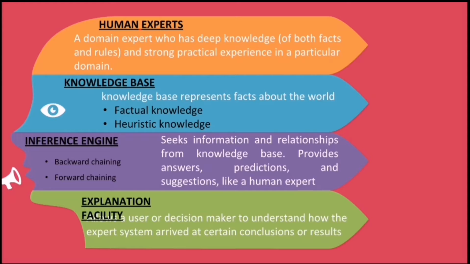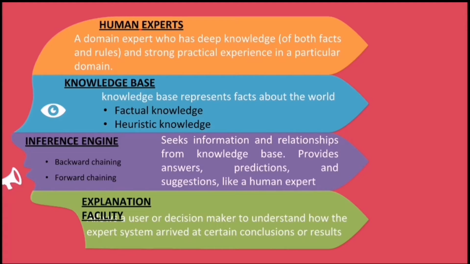So, what is a human expert? A human expert is a domain expert who has deep knowledge of both facts and rules and strong practical experience in a particular domain. An expert whose knowledge becomes the input for knowledge acquisition. Today, an expert system may require referring to many human experts. The potential sources of knowledge besides a human expert are research reports, books, databases, and the user's own experience.